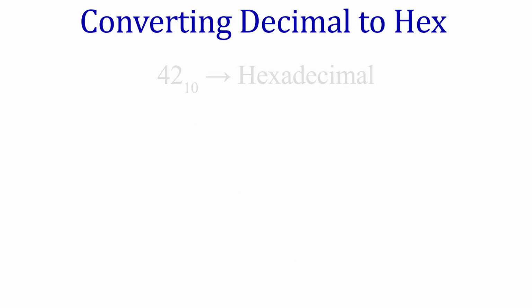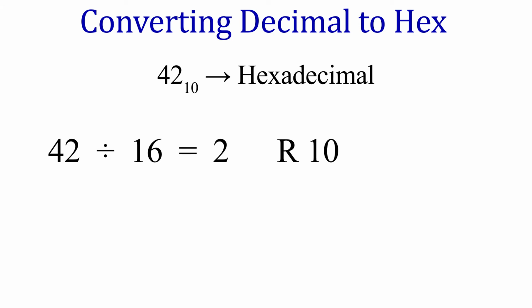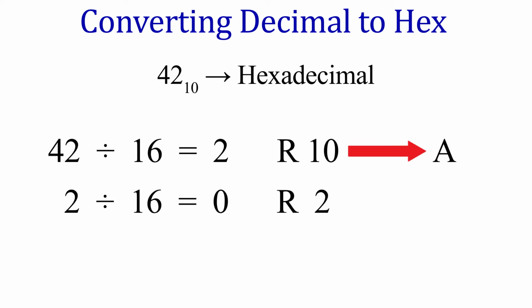Now let's go backward and convert 42 into hex. Just like when we did decimal to binary, we're going to use repeated division. 42 divided by 16 is 2, with 10 left over. 2 divided by 16 is 0, with 2 left over. So there we go. 2 and 10, but the 10 is actually A. The last division is the most significant, so it is the first digit, and we have 2A.